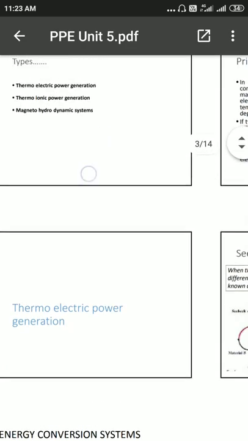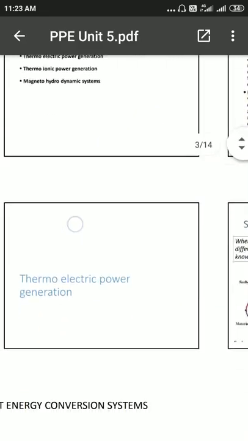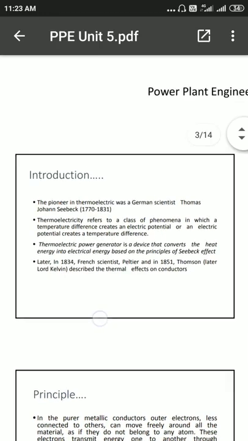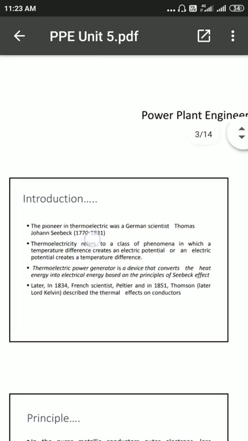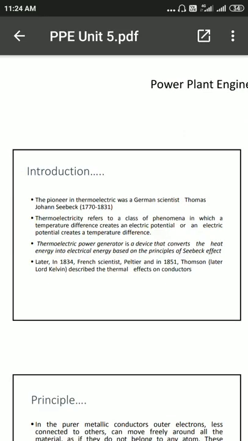What is this? This utilizes thermal energy to generate electricity, and it uses the Seebeck effect. Thomas Johann Seebeck discovered that effect, therefore it is called the Seebeck effect. A thermoelectric power generator is a device that converts heat energy into electrical energy based on the principle of the Seebeck effect.